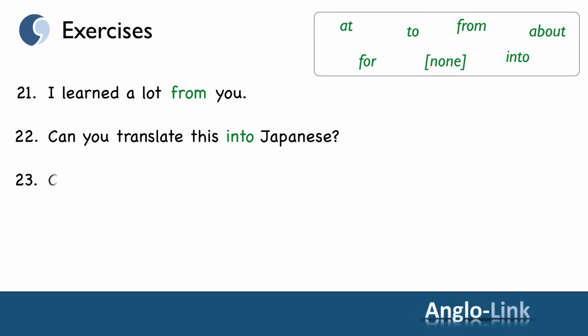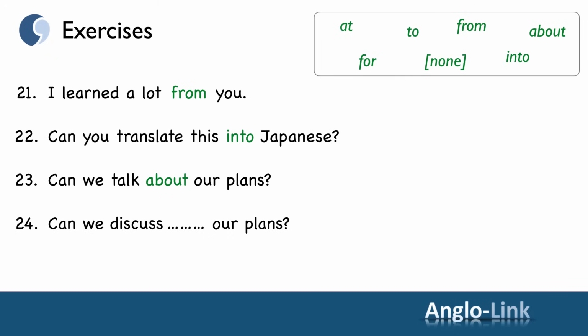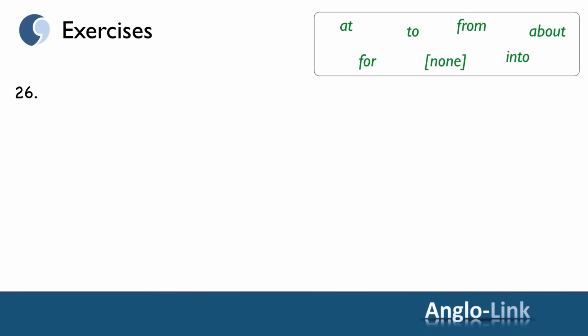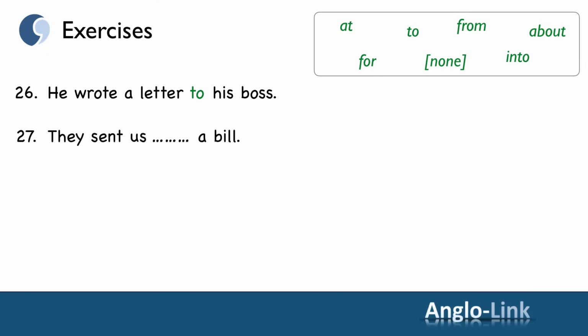Number 23. Can we talk our plans? Can we talk about our plans? Number 24. Can we discuss our plans? Number 25. They met each other on holiday. Number 26. He wrote a letter his boss. He wrote a letter to his boss. Number 27. They sent us a bill.